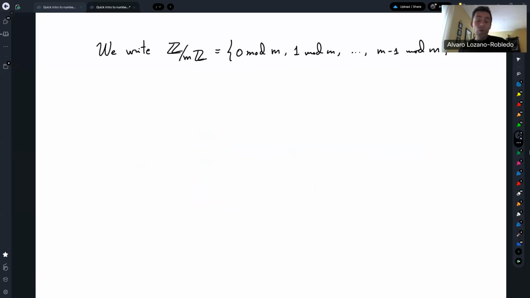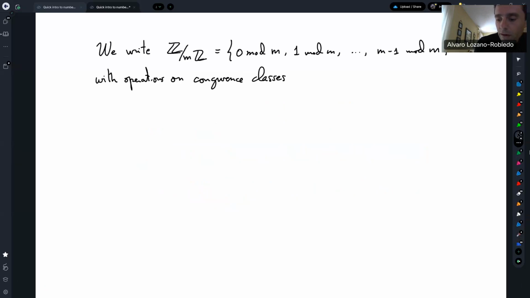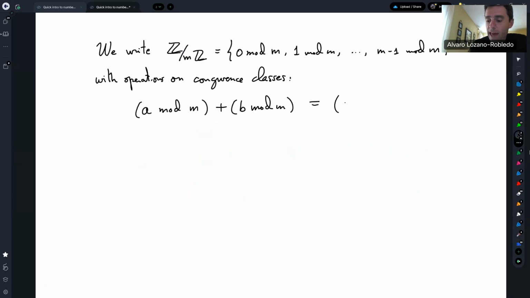And we are going to define operations on congruence classes as follows. We are going to define an addition. If I want to add the class of A modulo M to the class of B modulo M, what I can do is add A and B and then reduce modulo M and see what class that is.